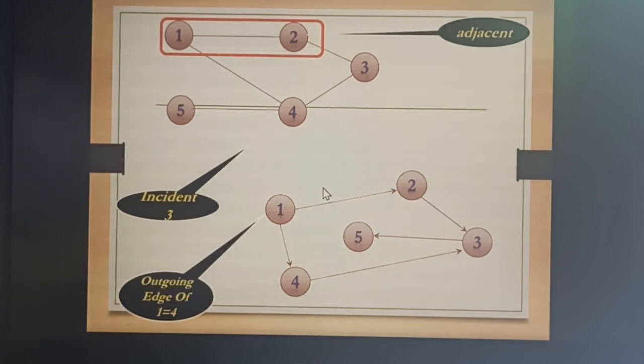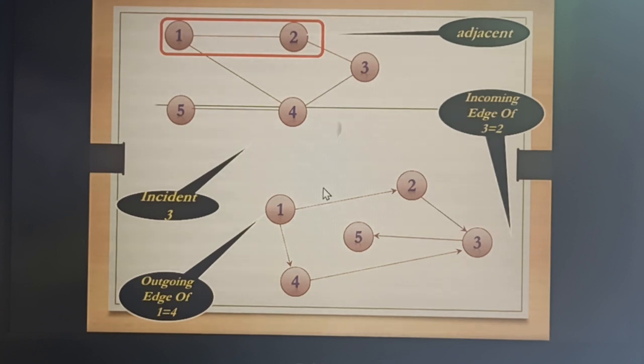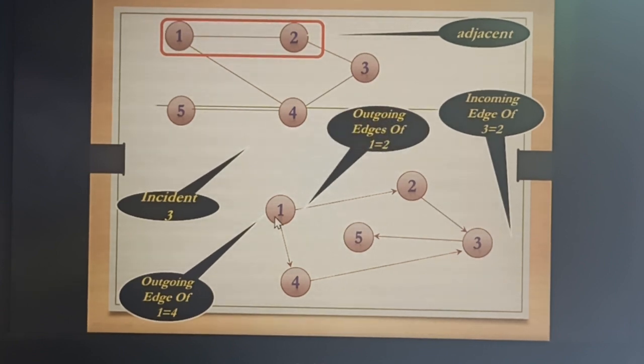See, this is one directed graph. For this, the edge 1 4 will be an outgoing edge of 1. This is the origin vertex and this is the destination vertex. That's why the edge 1 4 is an outgoing edge for 1, but an incoming edge for 4.